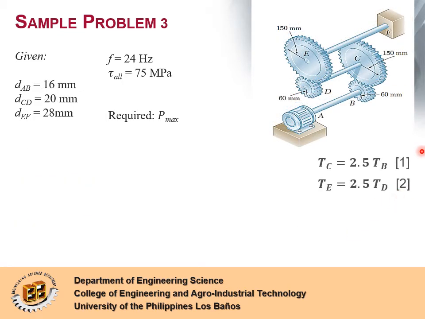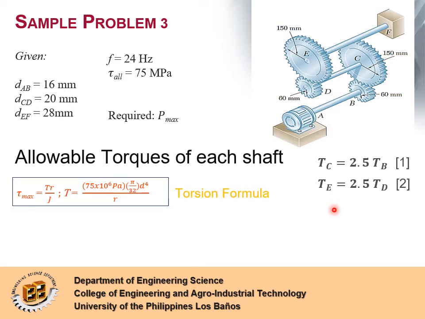Now we have already established the torques in between gears. Next is the computation of the allowable torques for each shaft using the torsion formula. We must see to it that the power transmitted will not cause the shear stress experienced by each shaft to exceed 75 megapascal. Case 1.